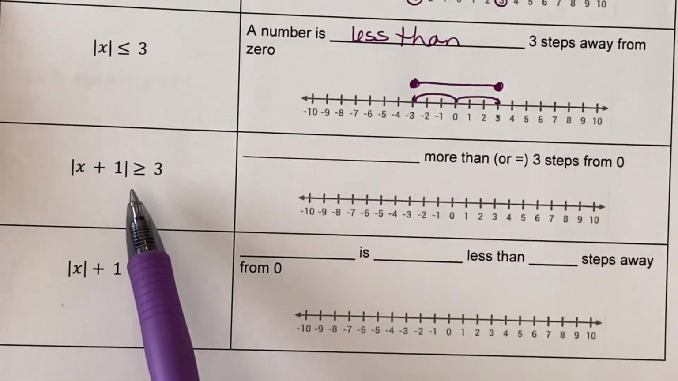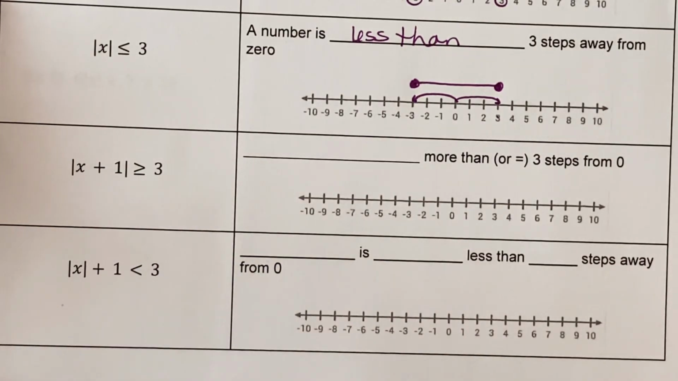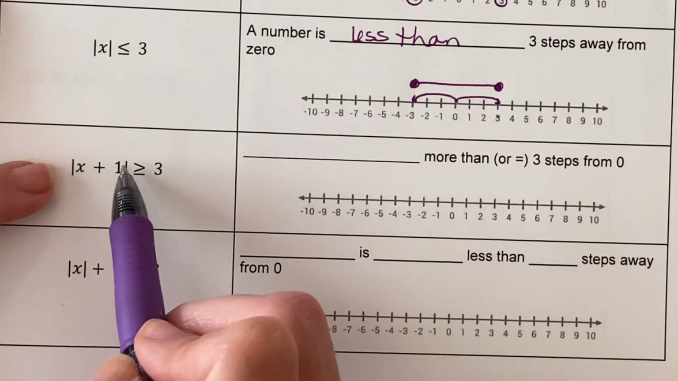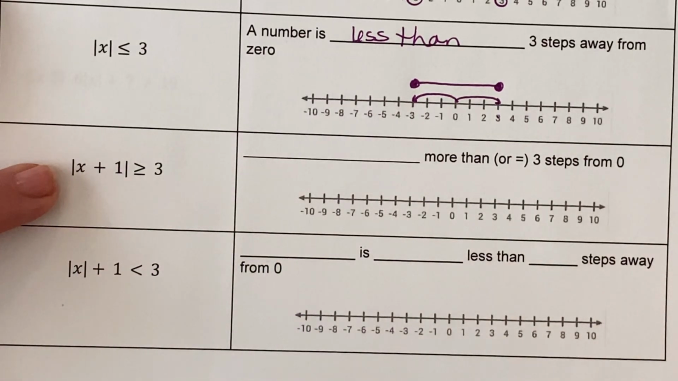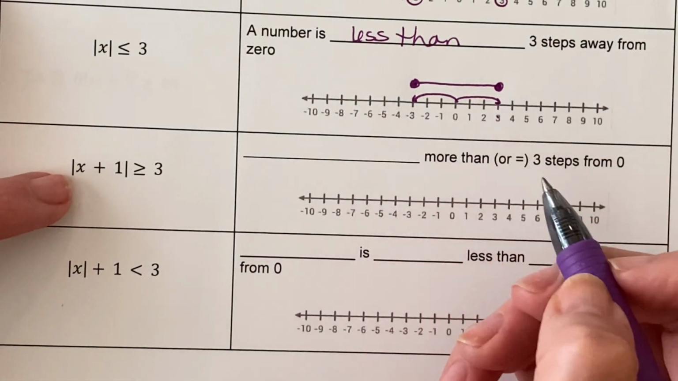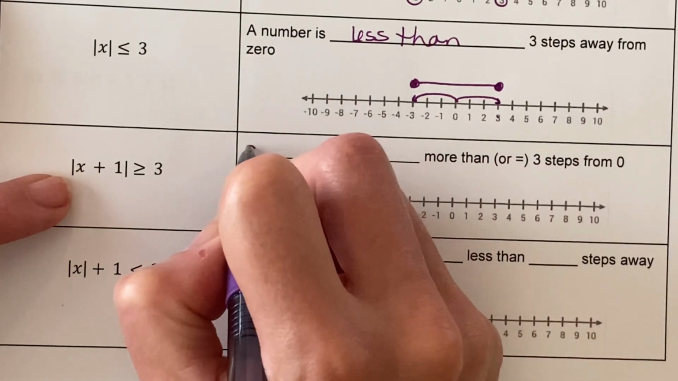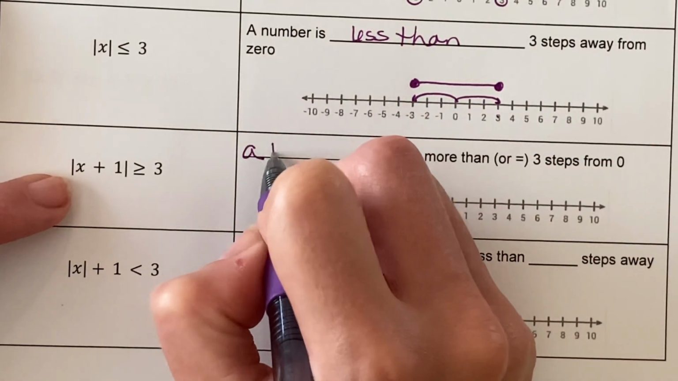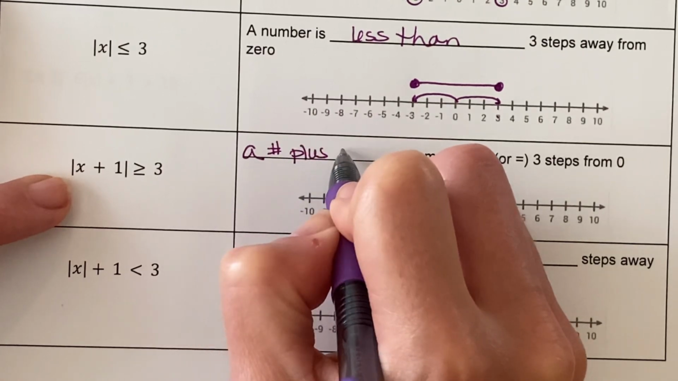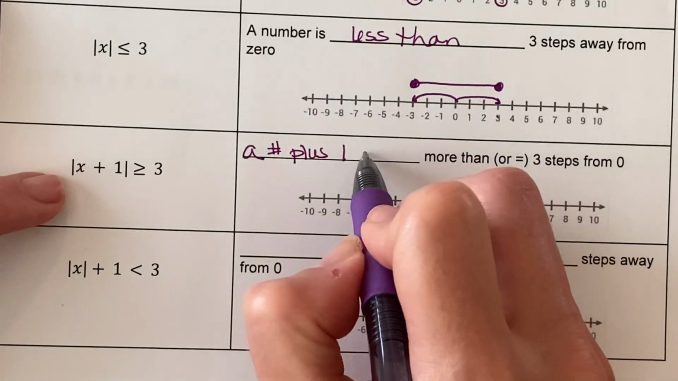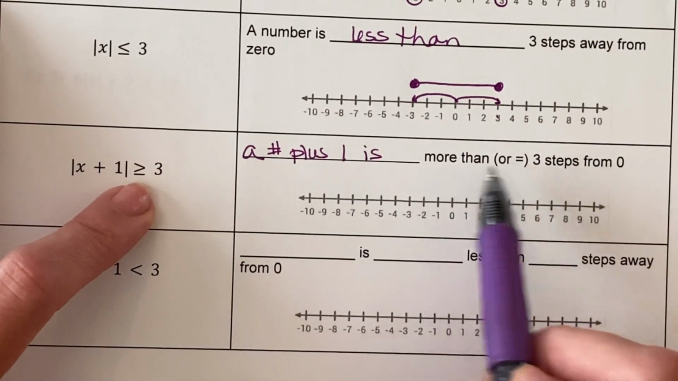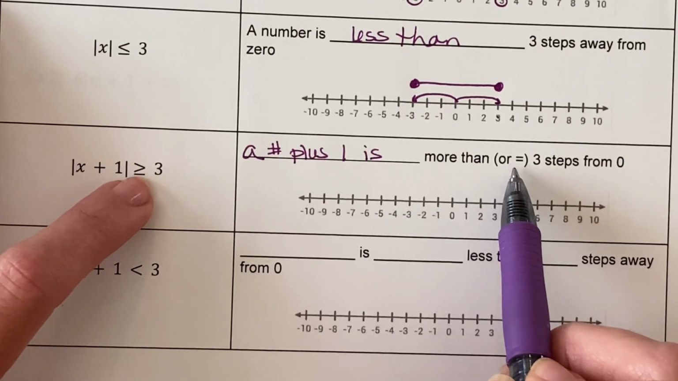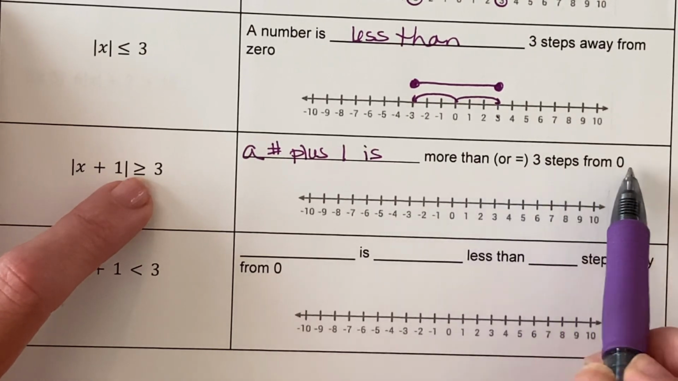All right, let's start throwing some other numbers in. Here's where people start getting afraid, but we don't have to be afraid. What does this mean? I'm looking for the absolute value of a number plus 1, one more than a number. That just means a number plus 1. So a number plus 1, or one more than a number, is more than or equal to, because we have an equal sign, 3 steps away from 0.